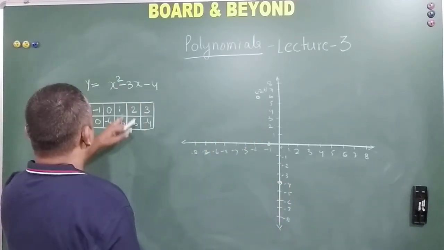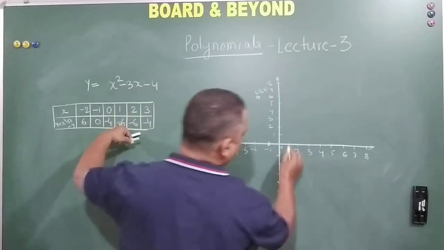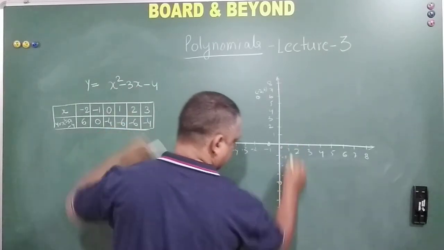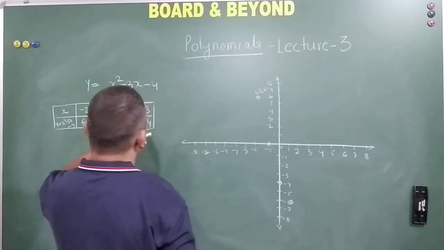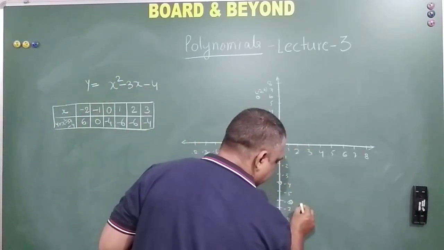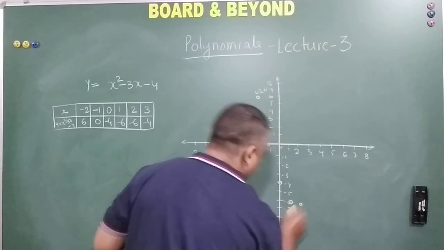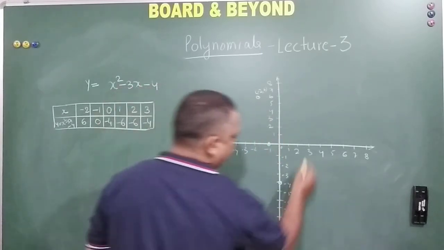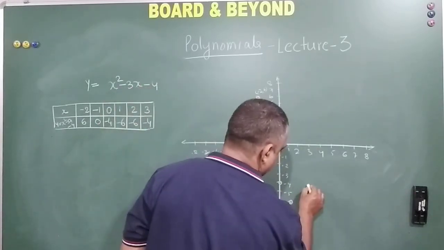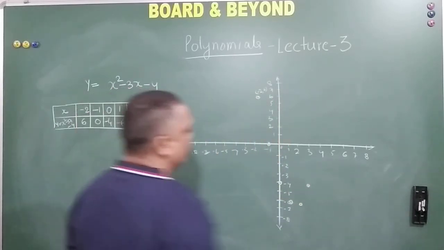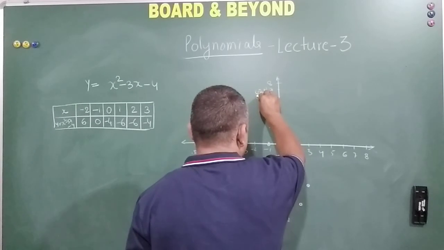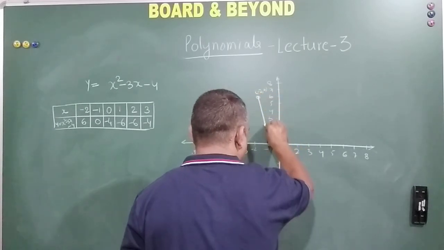Okay, x is equal to 1, y is equal to minus 6, x is equal to 2, y is equal to minus 6, x is equal to 3, y is equal to minus 4. Okay, now we will try to plot this graph. So friends, this graph is plotted like this.